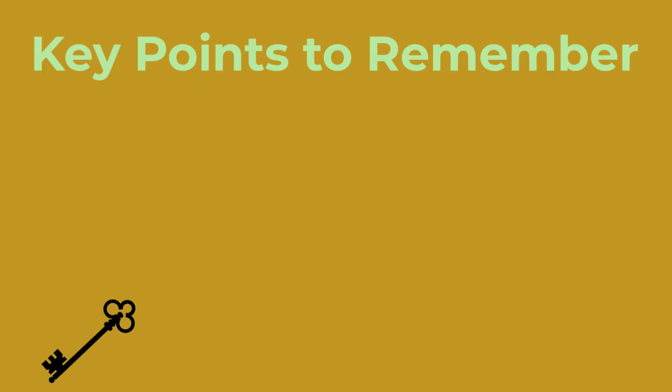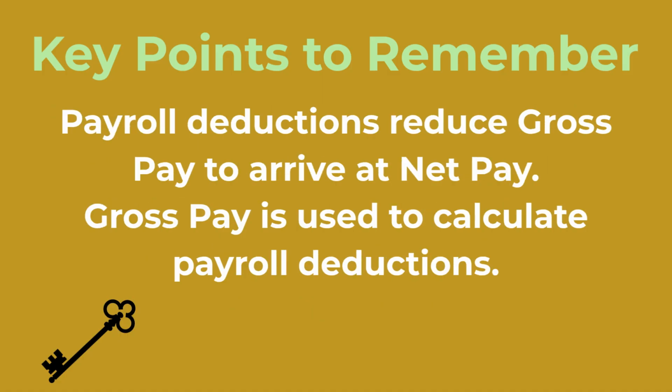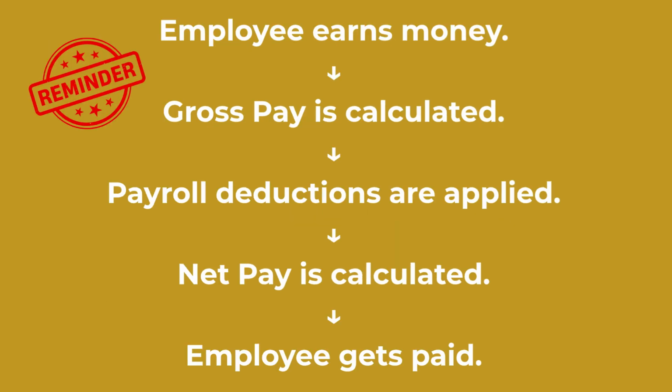Before we finish, let's review what we've learned. Gross pay is the employee's total earnings before deductions. Net pay is the amount the employee receives after deductions. Payroll deductions reduce gross pay to arrive at net pay. Gross pay is used to calculate payroll deductions, making it one of the most important figures in payroll.